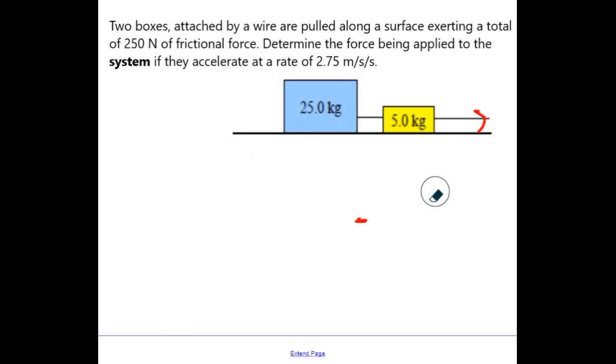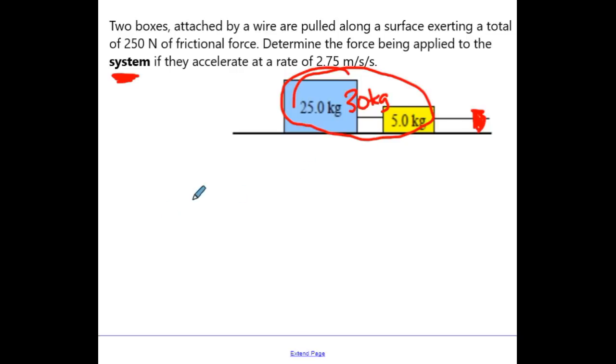However, for today's lesson, I actually bolded the word here. I want to consider it to be the system. And so even though there are two boxes being pulled this way by an applied force, what I think is going to work better for this particular example is just to treat them as though they're one big box with a total mass of 30 kilograms. So let's draw that as a free body diagram. We now have a 30 kilogram object, and it's effectively being pulled by an applied force.